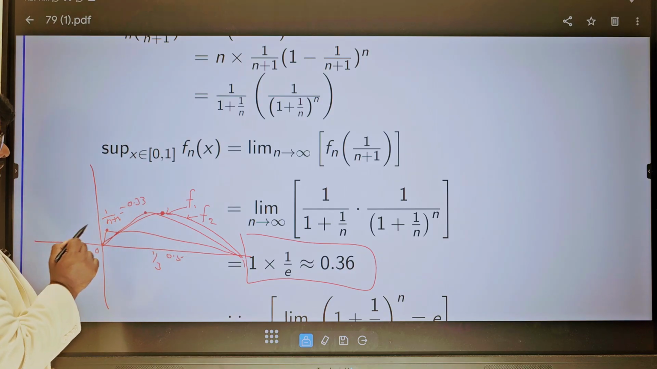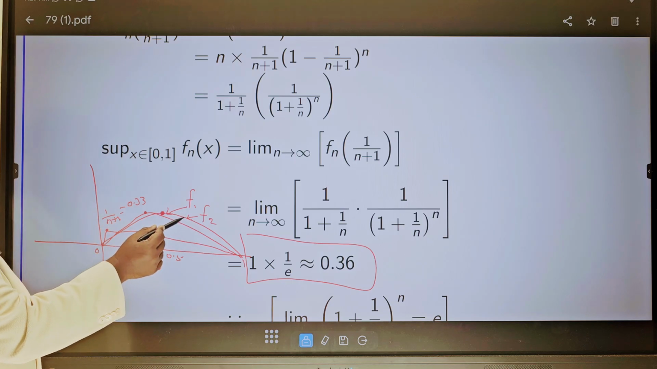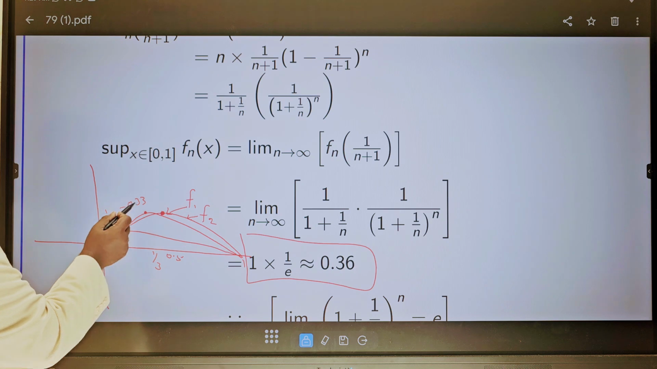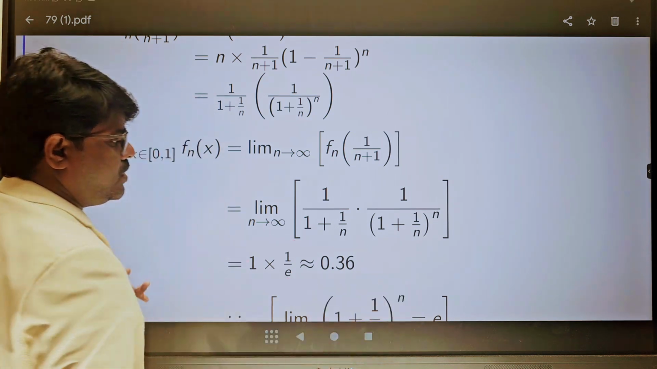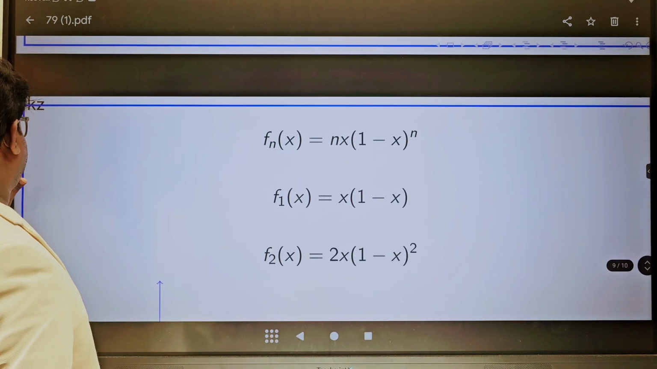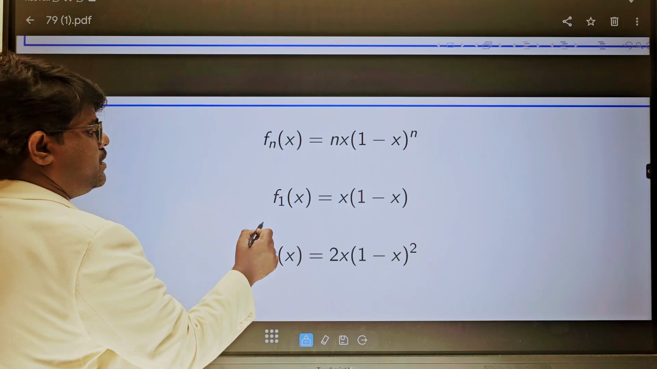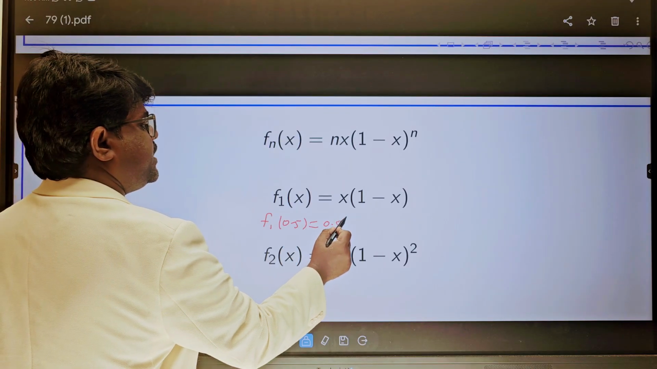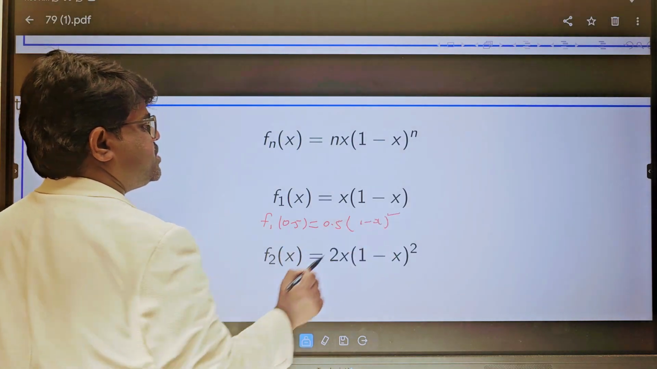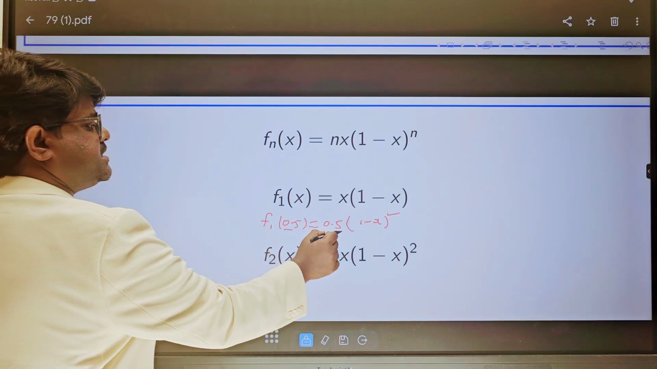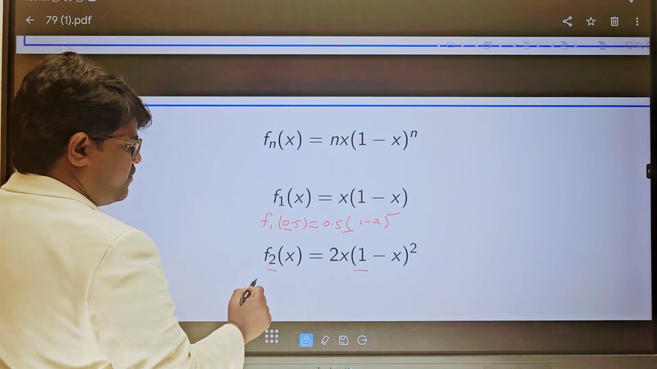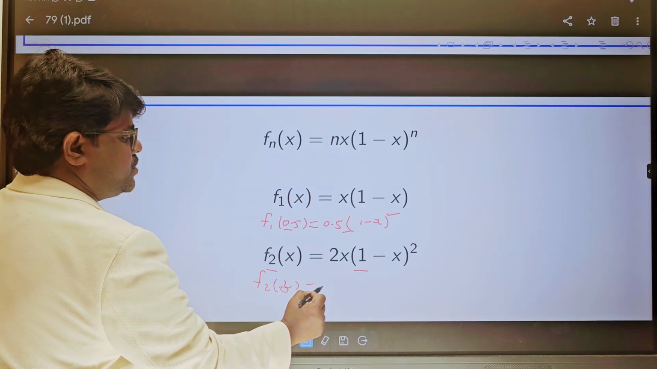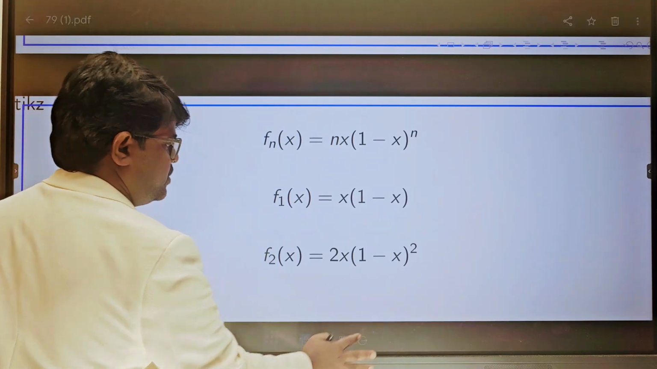Just I am roughly taking the graph. This is the stationary point. If we know the stationary point, we can calculate its functional value. For example, now we got 1 divided by n plus 1, its value is 0.33. Or you can check here also, for f1 of 0.5 equal to 0.5 into 1 minus x. You will get the function value. At this stationary point, this is the functional value. At this stationary point, this is the functional value. That is, f2 of 1 by 3 is equal to, you will get this function value.